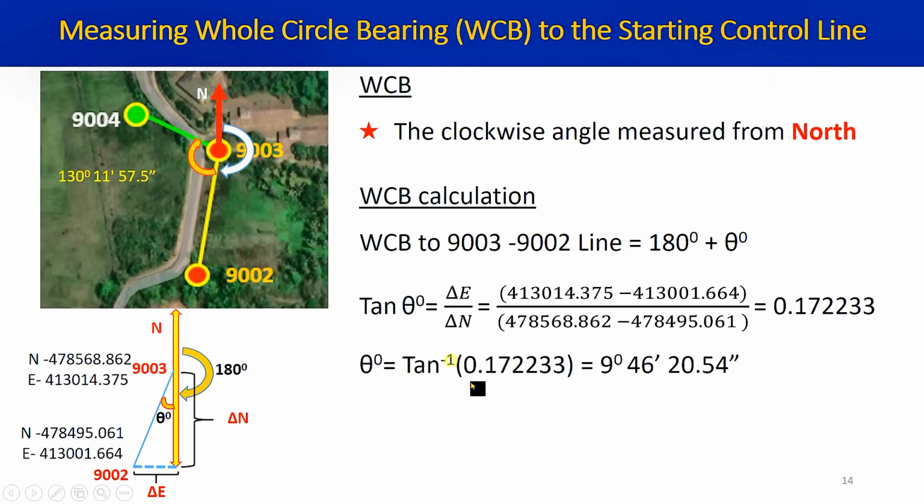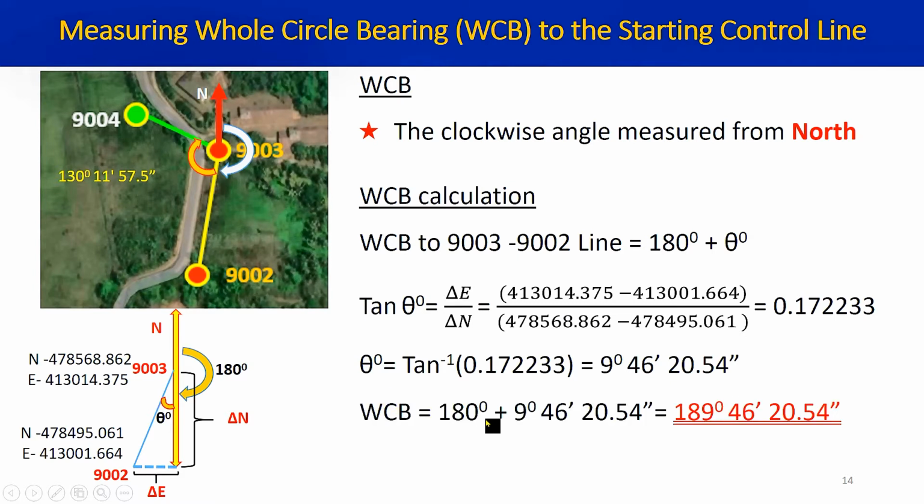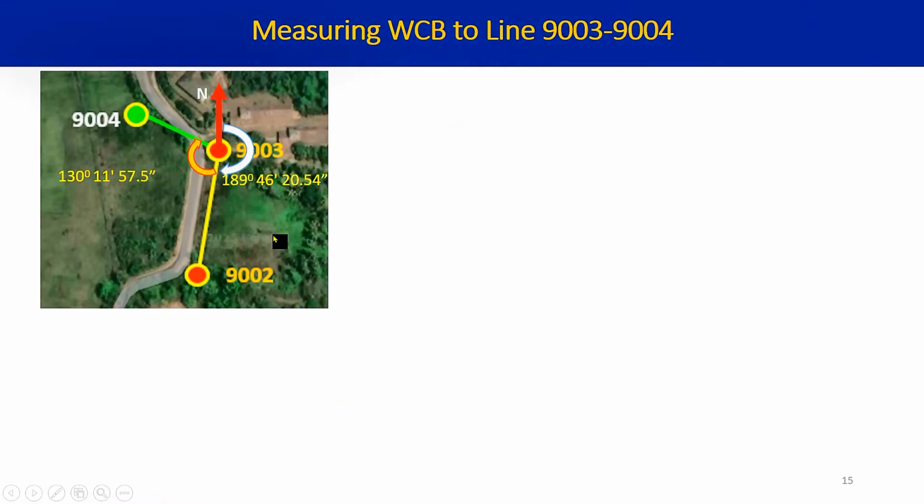0.172233. So when we take the tan inverse value, the angle for the theta is 9 degrees, 46 minutes and 20.54 seconds. So the WCB is 180 plus theta. Then we can find out the WCB very easily: 189 degrees, 46 minutes and 20.54 seconds. Then we can mark it in the figure like this.